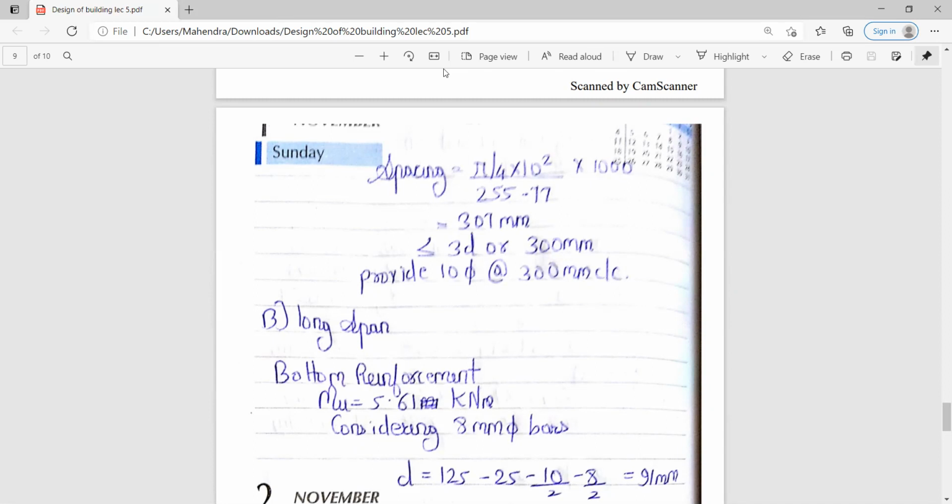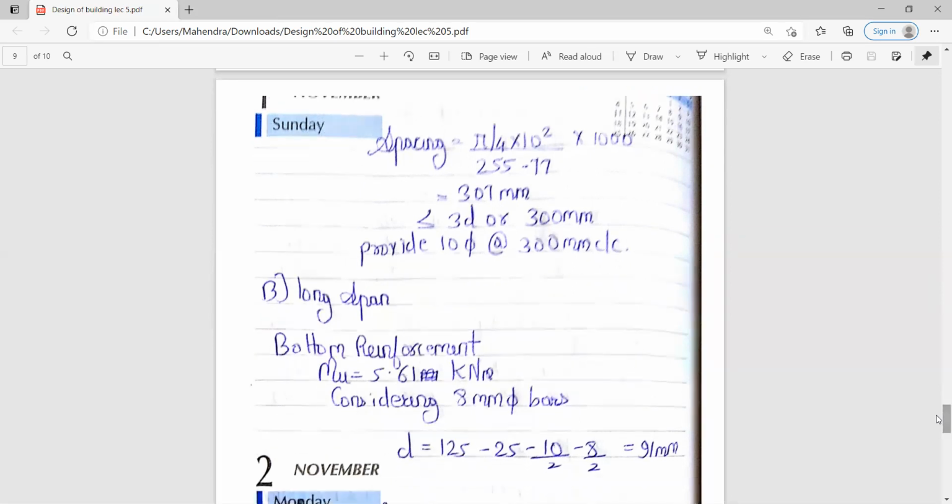Now for the longer span, again you need to calculate the reinforcement. So longer span के लिए reinforcement calculate करने के लिए आपके पास में moments, you had just now calculated the moment. So for longer span the moment is 5.61. So that moment you are going to consider over here. Then for long span you are going to use 8 mm diameter bar.